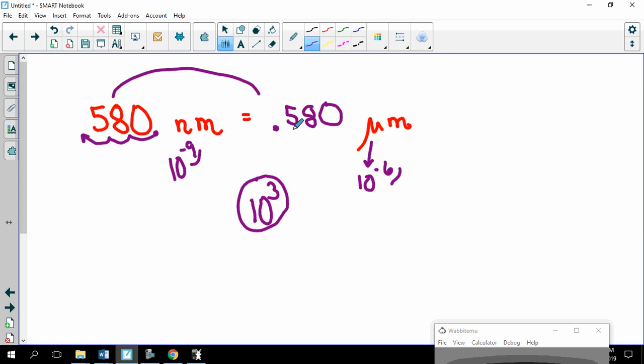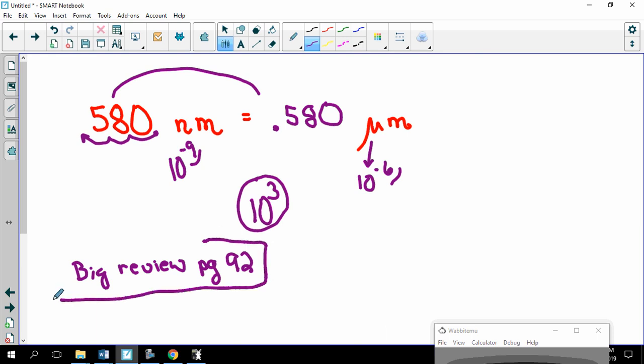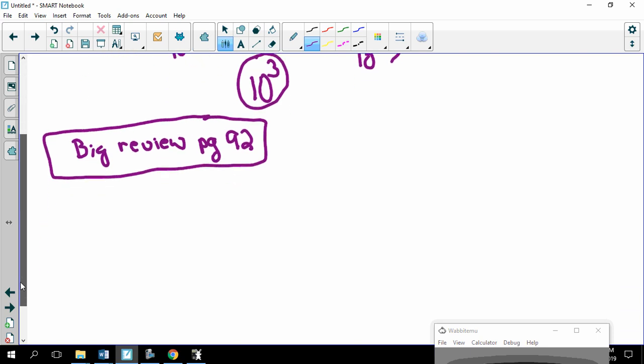All right, with that said, there's a big review on page 92. Meaning, if you're terrible at this, you work the big review. No, you need to, I would work it. It looks really good, actually. It helps you with your tens, which is a good thing. Multiplying by 10, dividing by 10, helps you with your exponents and all that good stuff.